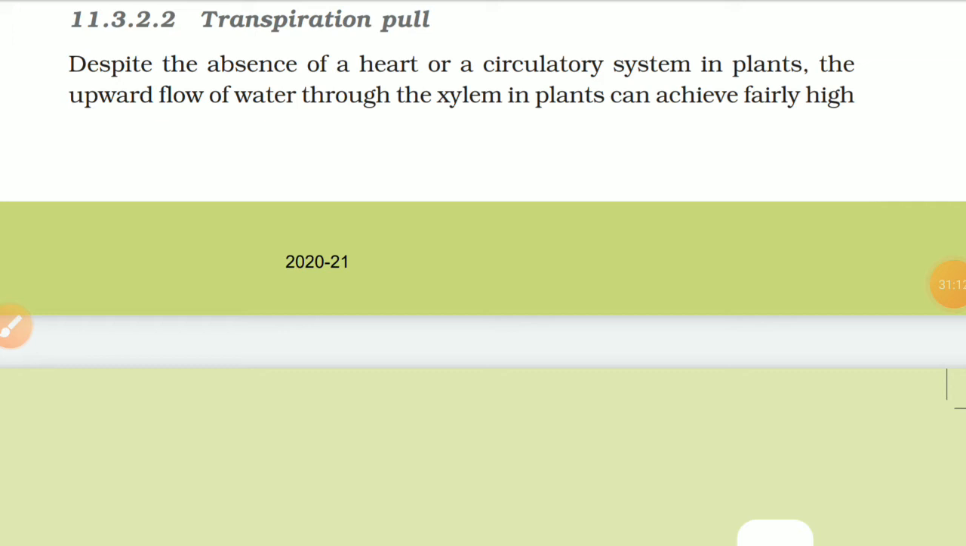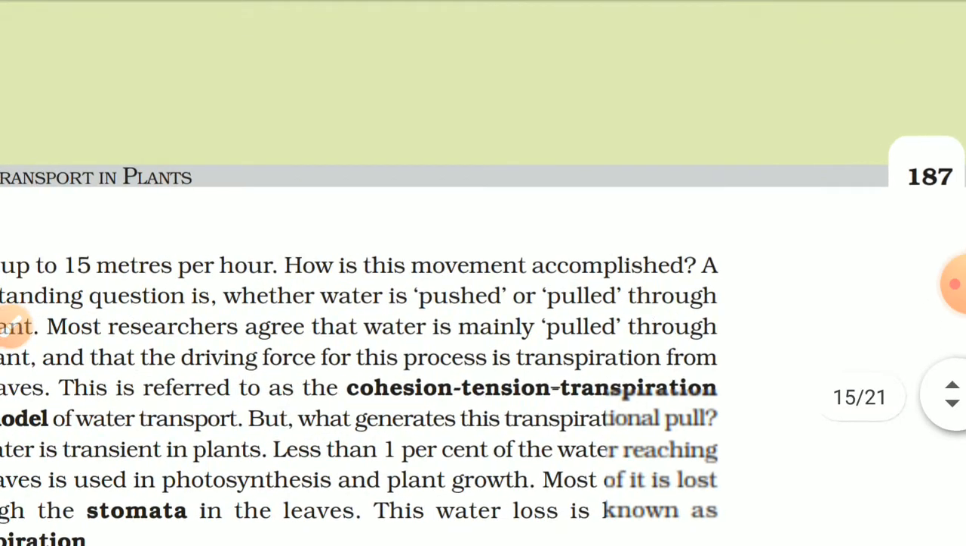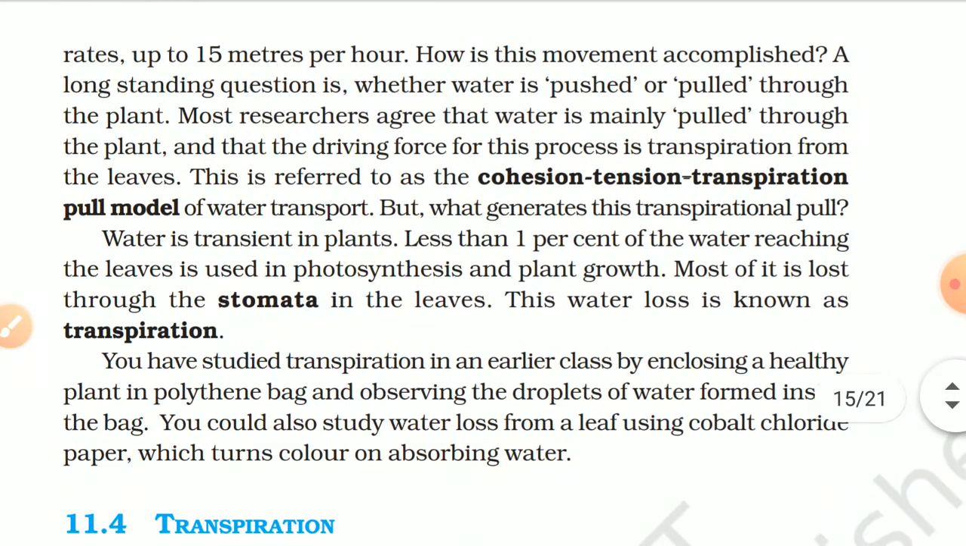11.3.2.2 Transpiration pull. Despite the absence of a heart or a circulatory system in plants, the upward flow of water through the xylem can achieve fairly high rates, up to 15 meters per hour. How is this movement accomplished? A long-standing question is whether water is pushed or pulled through the plants. Most researchers agree that water is mainly pulled through the plant and that the driving force for this process is transpiration from the leaves. This is referred to as the cohesion-tension transpiration pull model of water transport.